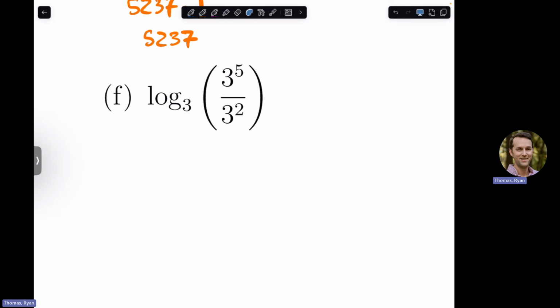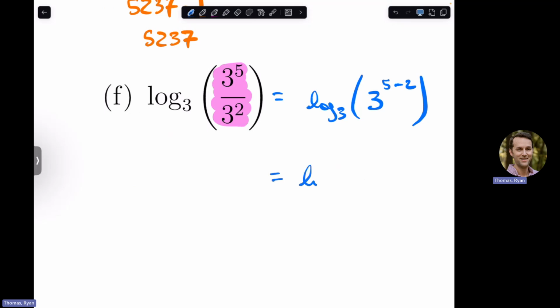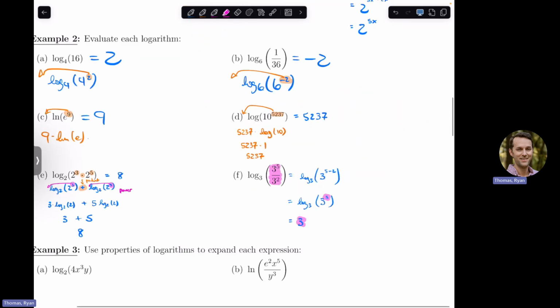So there are a few ways we could go about this, right? I could just think about simplifying this thing first. Since you're dividing, you subtract the powers. And then again, the question that the log base 3 answers is how many 3s are in this? And it's 3 cubed, so the answer is 3. Yeah, just that exponent, right? Yep. Okay.